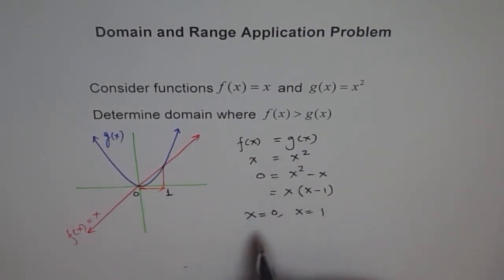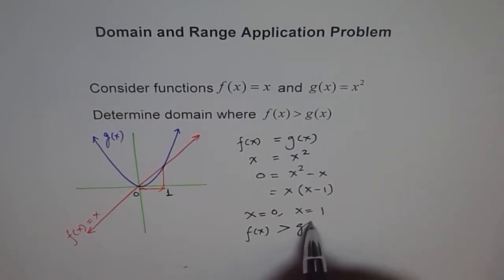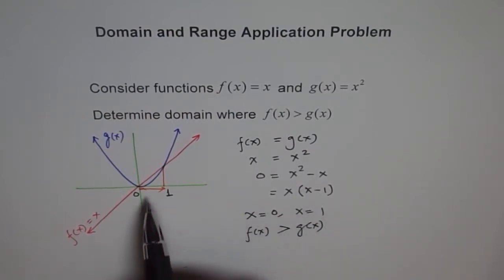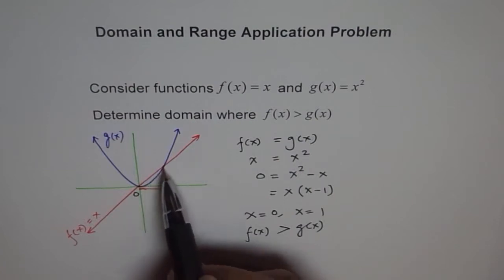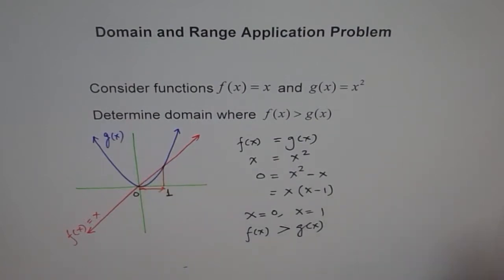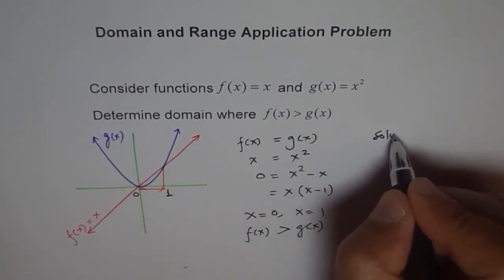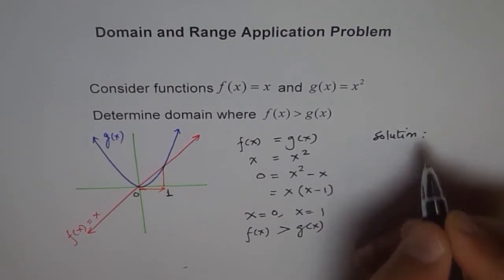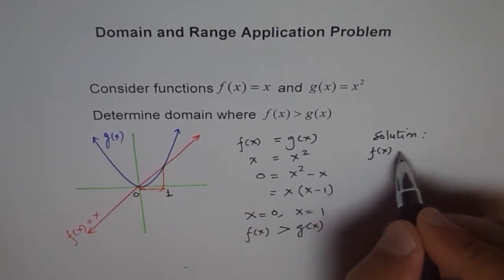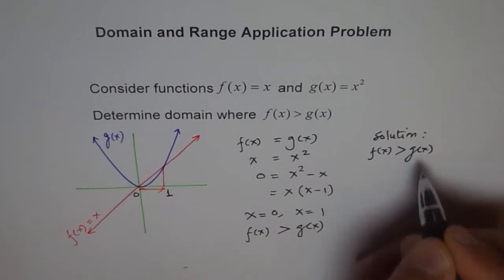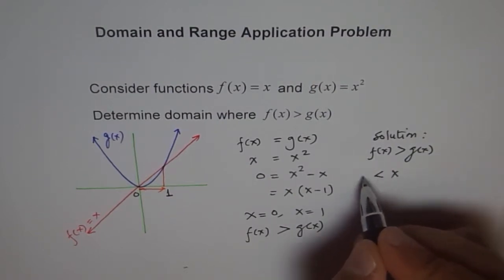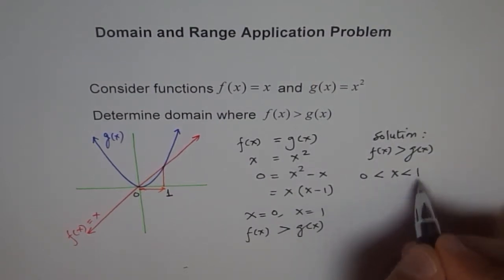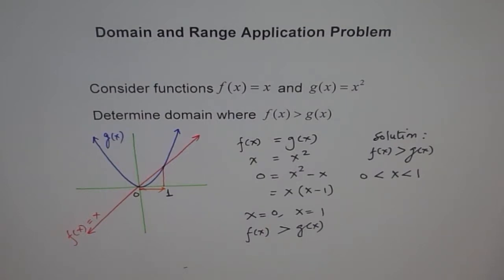Now the problem is, where is f of x greater than g of x, correct? So it is greater than g of x only between these two values, right? Therefore the solution is f of x is greater than g of x when x is greater than 0 but less than 1. Do you get it? That is how we need to solve this problem.